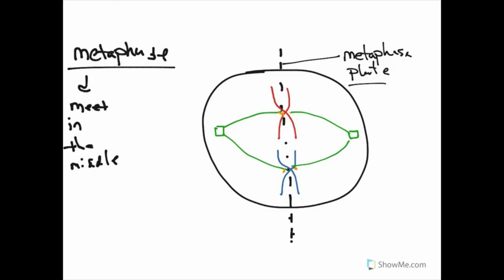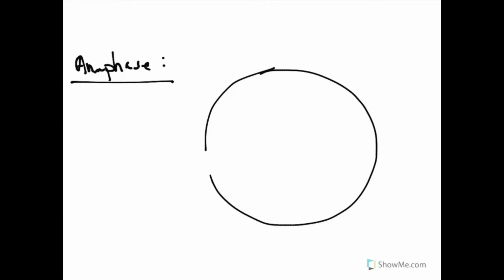They are attached to kinetochores, and they've lined it up. The chromosome pairs align on the metaphase plate. Now, after metaphase, our next phase that we're going to see, remember, is anaphase. Now, in anaphase, this is our sad phase. This is a very sad phase.